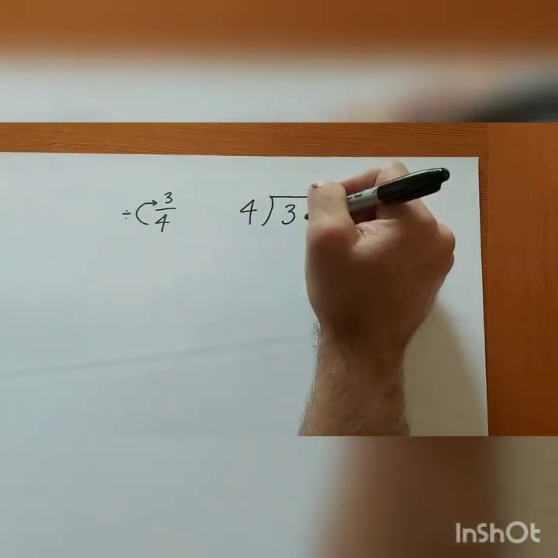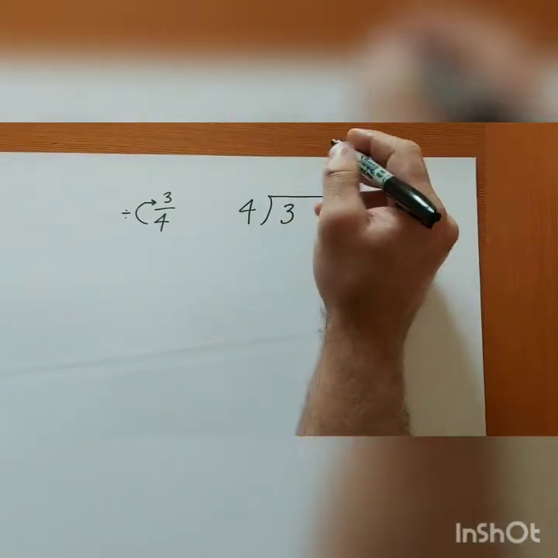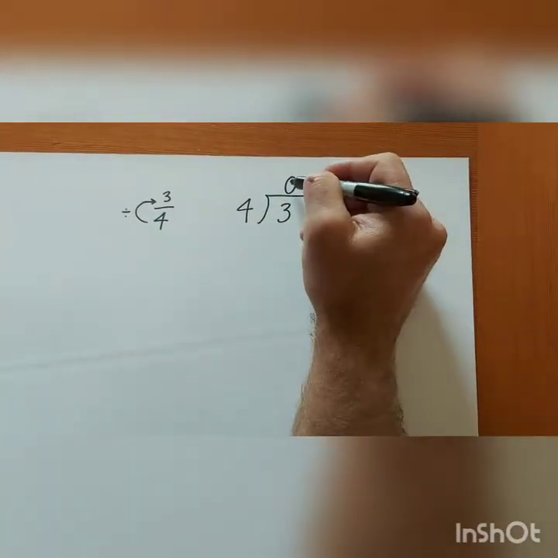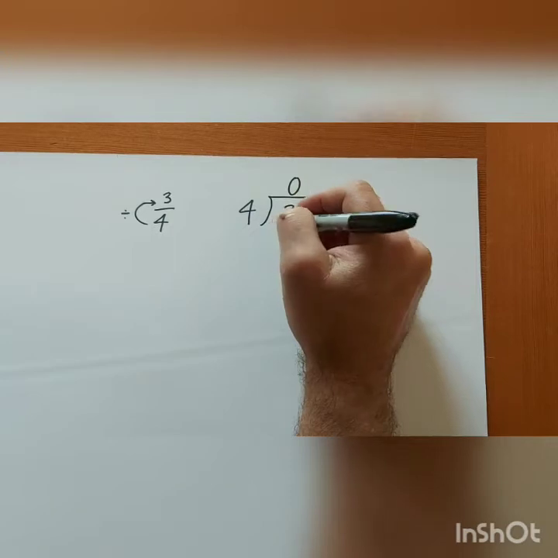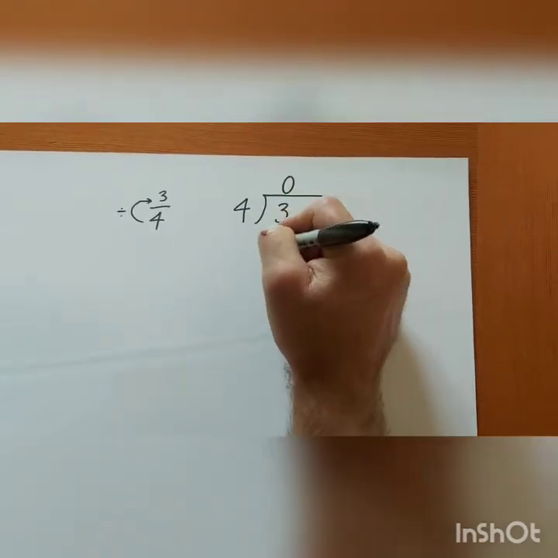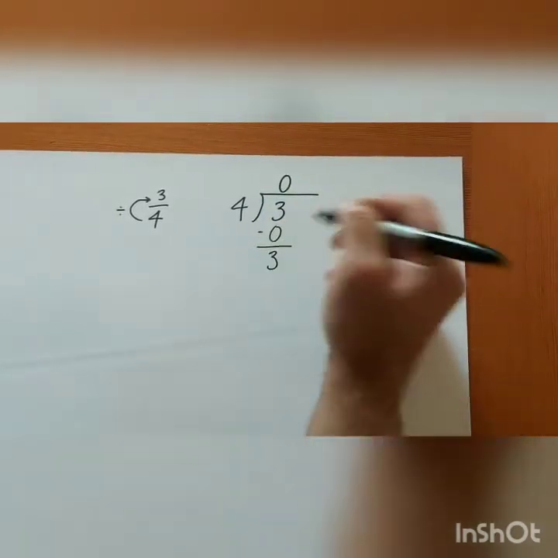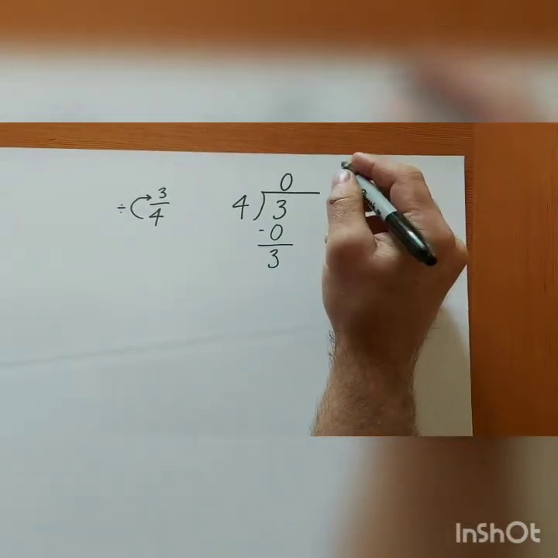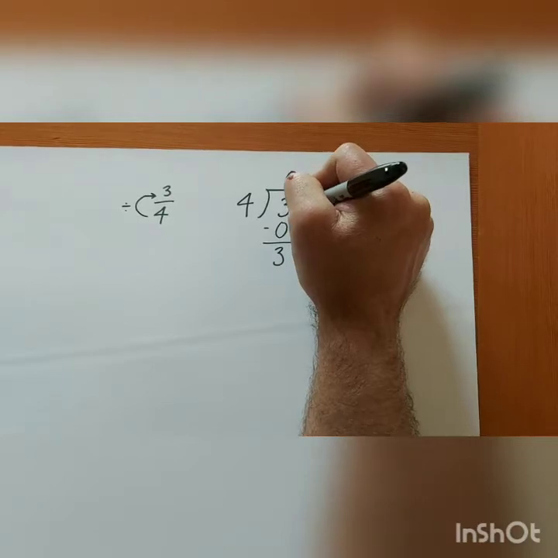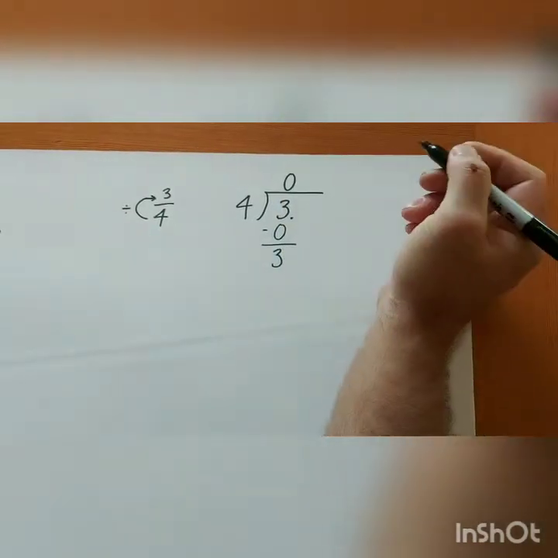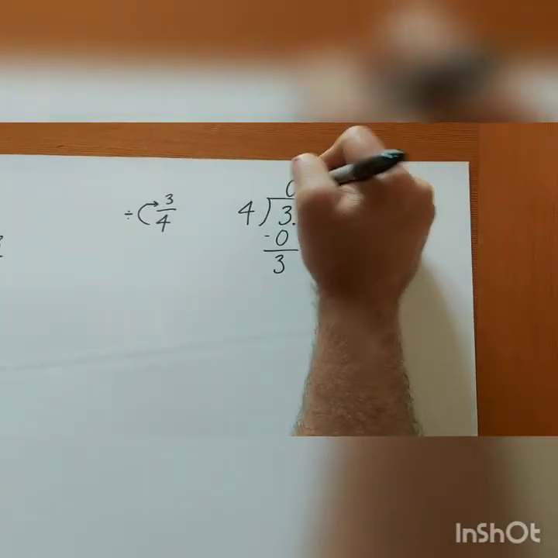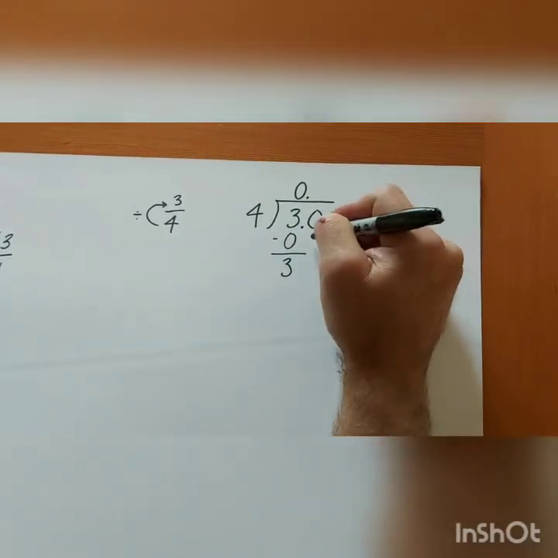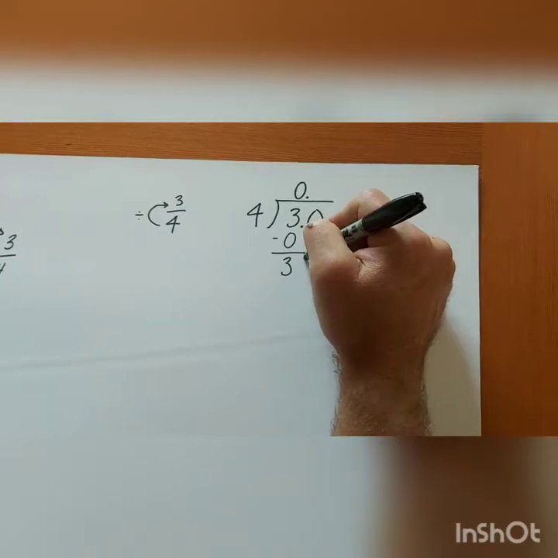4 divided into 3. When we try this, 3 is too small. It's not possible. So we put a 0 up above. 0 times 4 is 0. I subtract and we get 3. Now I want to continue the problem, so I'm going to introduce a decimal into my question. I'm going to put a decimal mark after the 3. I'm going to put a decimal mark after the 0. I add a 0 to the dividend and I bring down the 0.